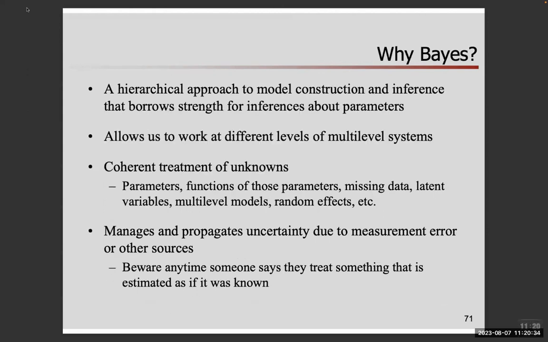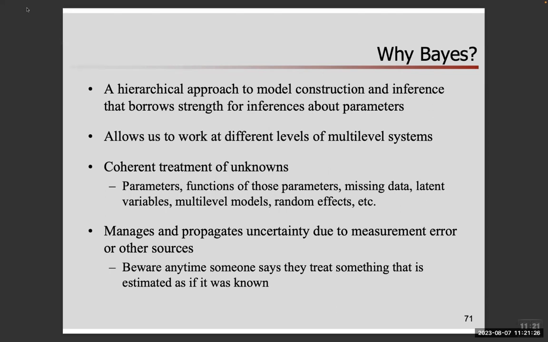This kind of hierarchical approach allows us to do model construction and then inference that borrows strength for inferences about parameters. It allows us to work at different levels of multi-level systems: individuals, groups, geographic units, what have you. Bayes also offers a coherent treatment of unknowns: parameters, functions of those parameters, missing data, latent variables, so-called random effects of multi-level models, and so on. Very often we teach and we learn these things as separate topics. Oh, here's a latent variable model, here's what to do. Oh, if you have missing data, here's what you now need to do, and so on. From a Bayesian perspective, it's very coherent to tackle all these kinds of problems in the same sort of way.